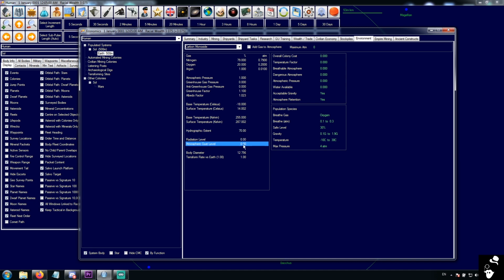Radiation and atmospheric dust level, these are caused by weapon strikes. Radiation is caused by missiles and nukes. Atmospheric dust is caused by missiles and all other weapons as well.